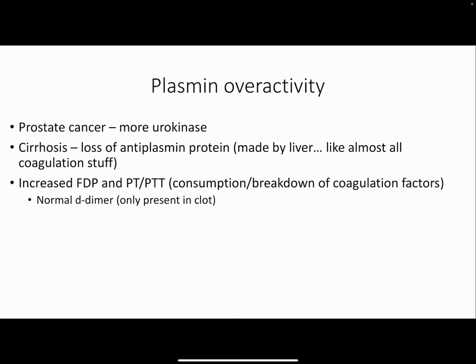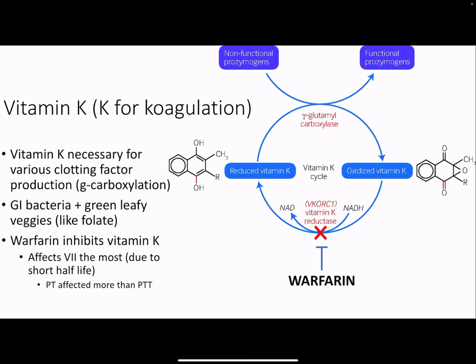So plasmin is overactive. And in these cases, you're going to have extra fibrin degradation products, FDPs, which again, we said doesn't really tell us much, but this is just because it's breakdown fibrinogen, not the fibrin. If you break down the fibrin, you should have the D dimers, which is more specific. The PT and PTT should also go up because, again, plasmin also can break down coagulation factors. But the D dimers should be normal in most cases if you had prostate cancer or cirrhosis. Assuming that you didn't also have a clot on top of that.